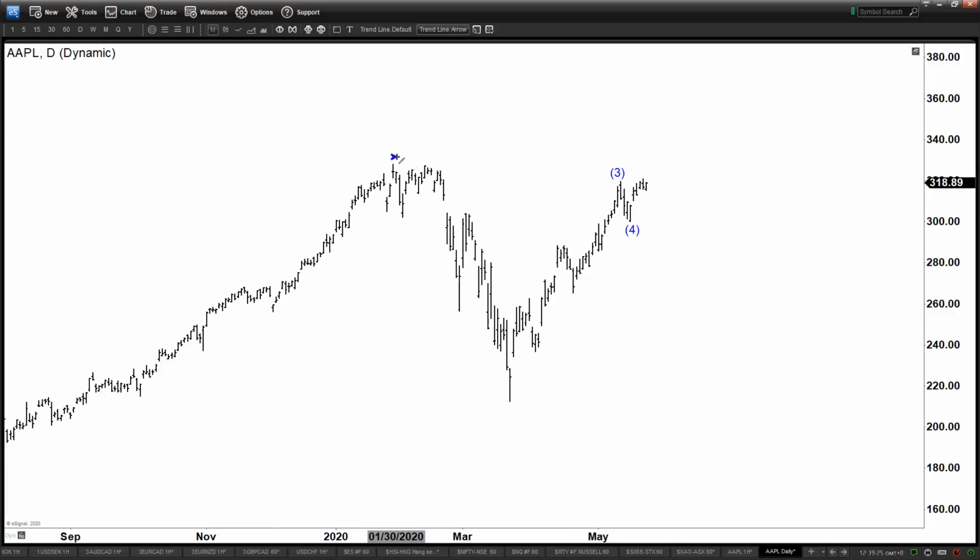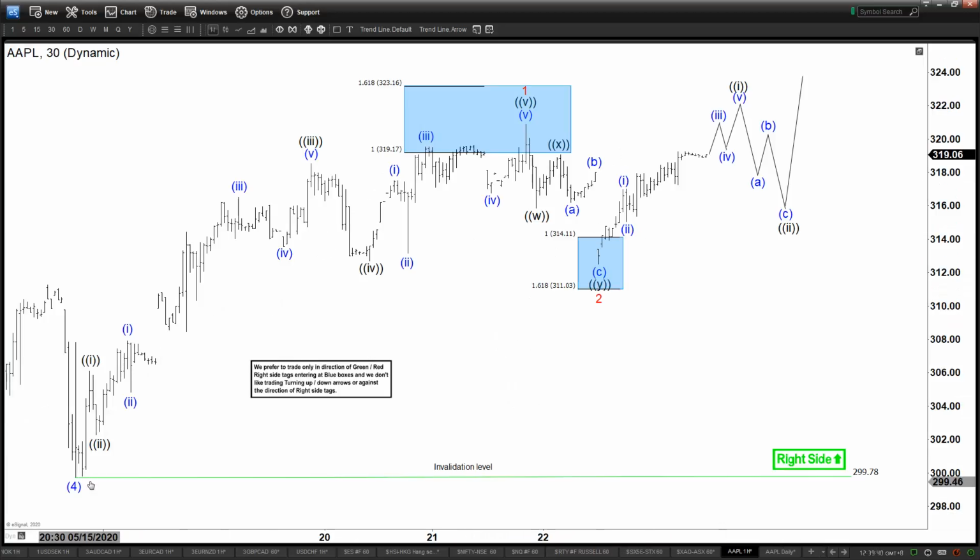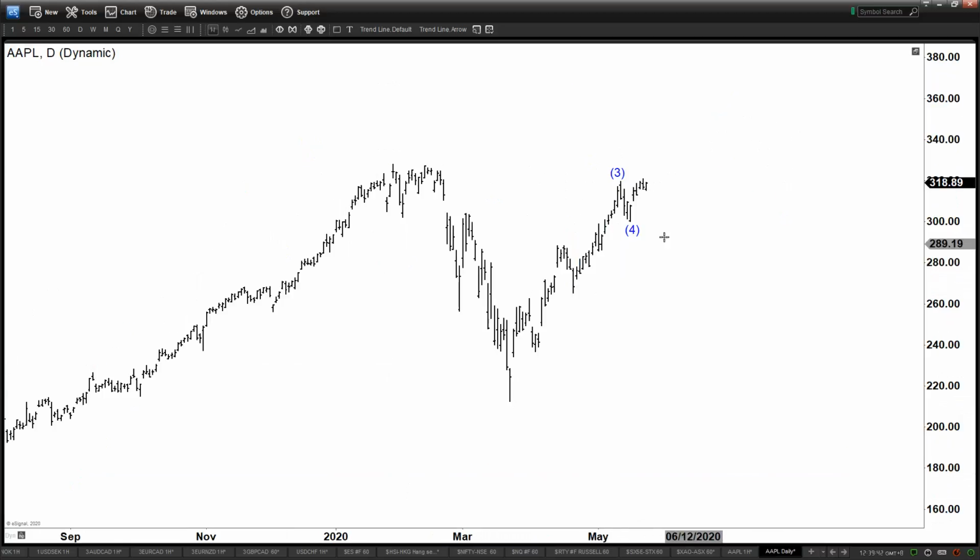So this is obviously the COVID-19 sell-off, as everybody knows. We bottomed on March 25th. Okay, now let's see from there. It looks like this is a 4, which is what we show here. So if this is a 4, then clearly this is a 3, right? That's the only way to do it. This is a 4, this has got to be a 3.